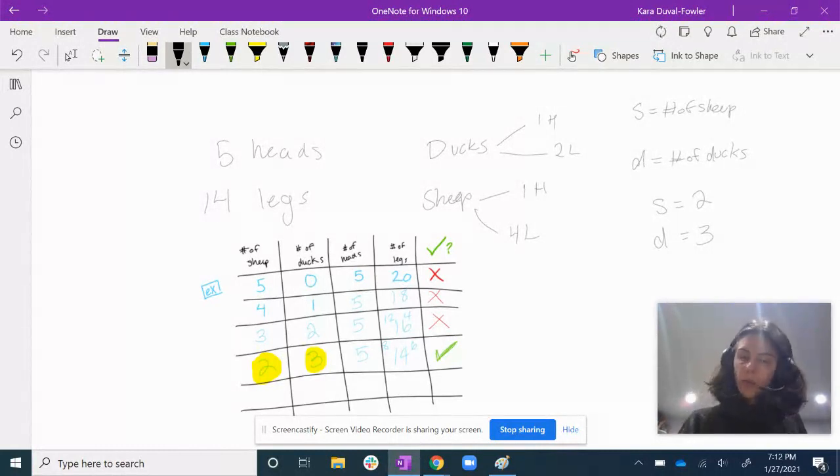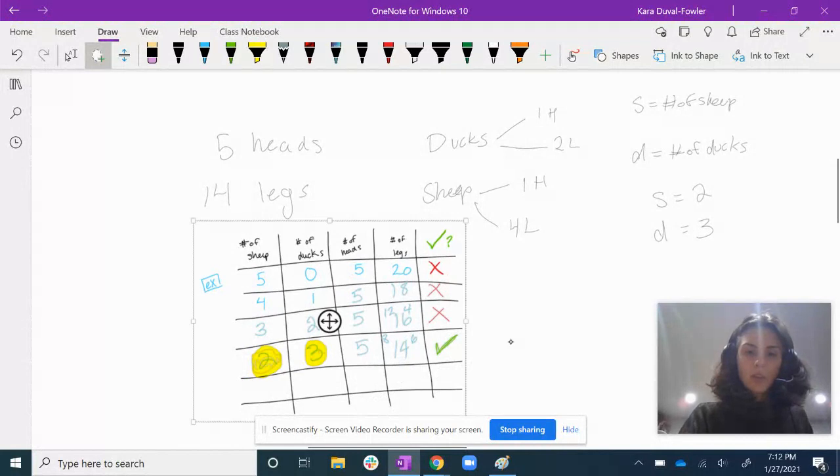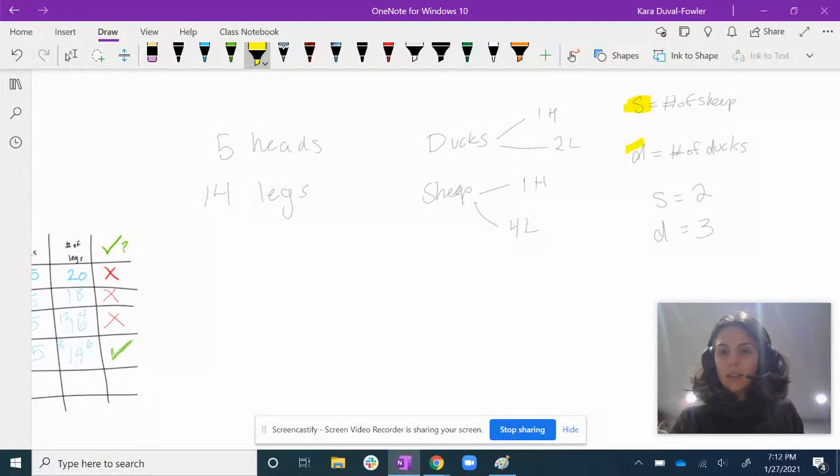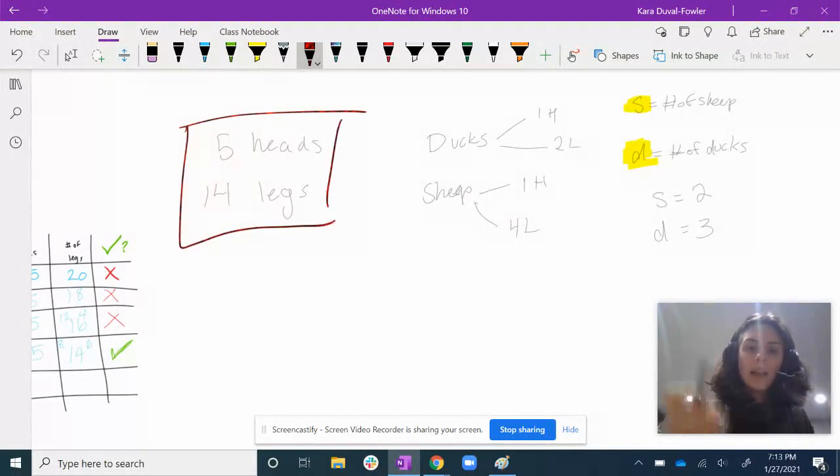So that's all well and fine, being able to use that chart to make that deduction. But it feels like we should be able to formalize this mathematically. So let's try that out a little bit. The way we're going to do this is create equations using S and D. Using the information we are given about the total number of heads and legs, we can create equations based on S and D.